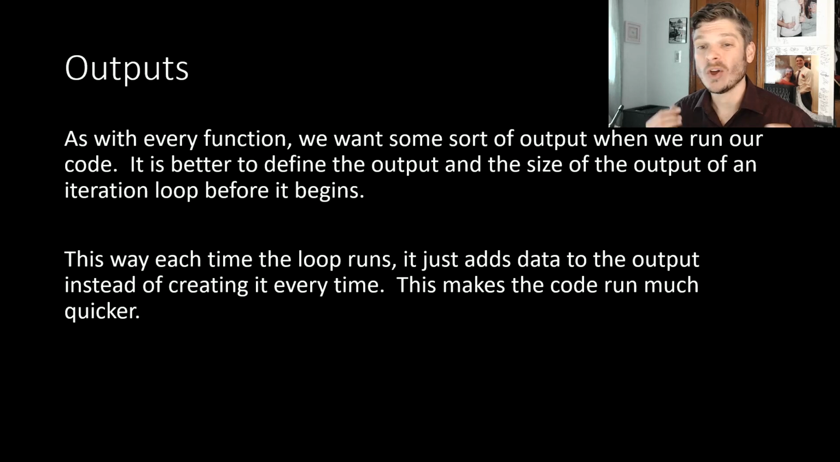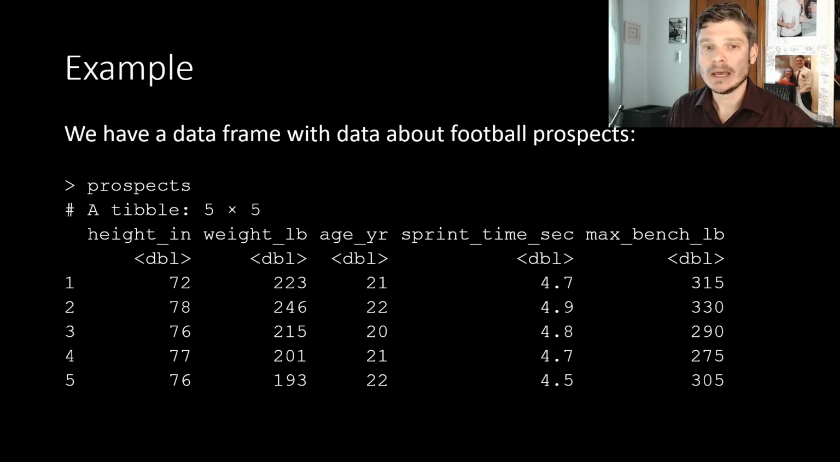It's not entirely necessary, but it does make our code run much, much faster if we already know what our output is going to look like, because we can allocate that space in the computer's memory ahead of time and then just fill in the pieces. Doing it that way means that each time the loop runs, it's just adding our data to the output that's already there and not creating it from scratch every single time. So let's take a minute to look at an example and hopefully have it make a little bit more sense.